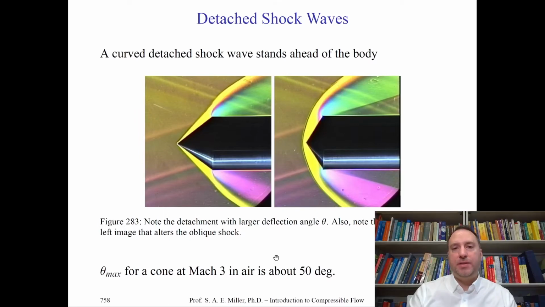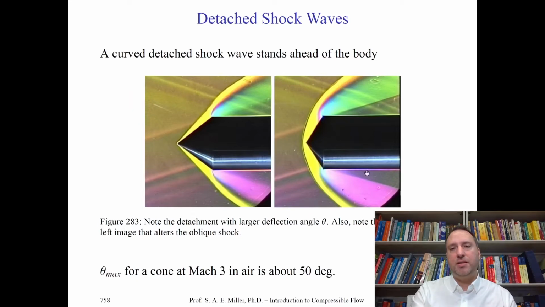On the right, we can see that we still have the same supersonic flow in front of our device, but we've increased the turning angle to be greater than 50 degrees. That looks to be about 70. And of course, the shock wave itself detaches from the front of the cone, and we see this beautiful picture.